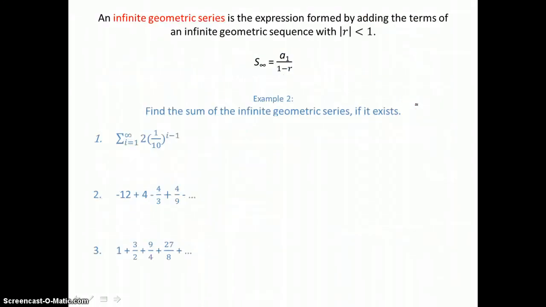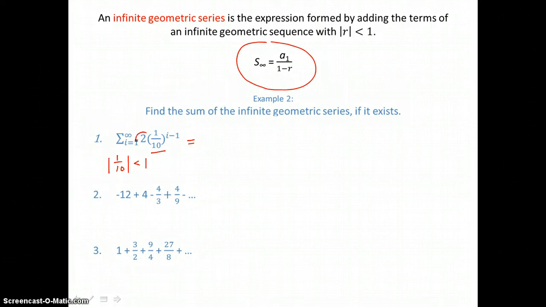An infinite geometric series is the expression formed by adding the terms of an infinite geometric sequence with absolute value of r less than 1. So here's our formula for that sum of the infinite geometric sequence. In example 2, we want to find the sum of the infinite geometric series if it exists. So we have to test to see if it exists. Our common ratio in our first problem is 1/10. And since the absolute value of 1/10 is less than 1, we can find a sum for this infinite geometric series. All we have to do is use our formula.